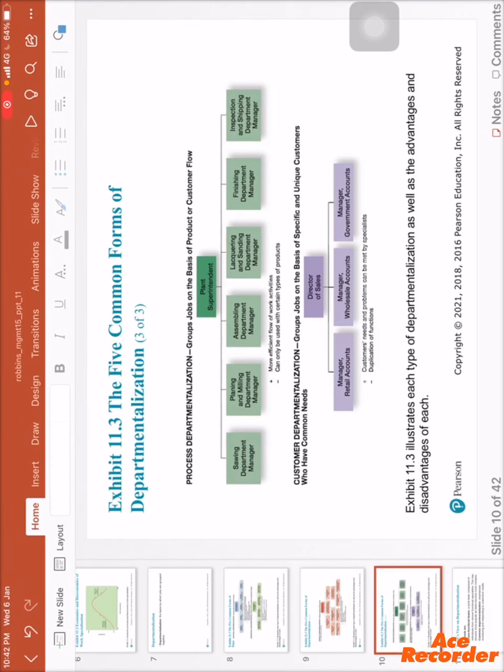So this one group jobs on the basis products or customer flow. Let's say for this one they have plant superintendent. So they have divided the tasks, the department based on tugas, based on the process. Solving department, planning and mailing, assembling, acquiring and sending, finishing, and then the inspection. So yang ni kalau you have, if I can recall any examples, let's say for example, if I'm not mistaken, yang kilang kelapa sawit, so kita dapat lihat lah dia based on the process.